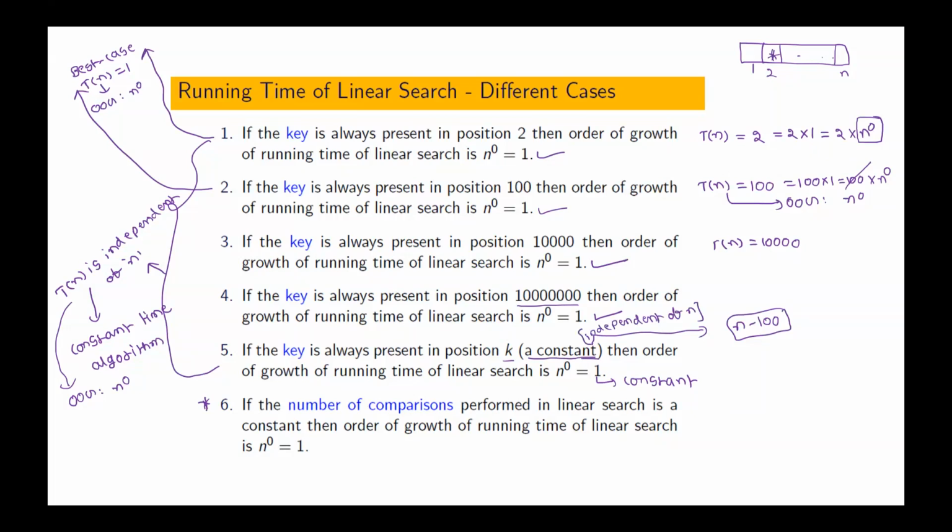Sir, can we always say k is independent of n? But what if the n value is less than k? We are assuming k is independent of n. It's not a function of n. If k equals n minus 100, then you should not consider it a constant, because it is not a function of input size. That is the meaning.